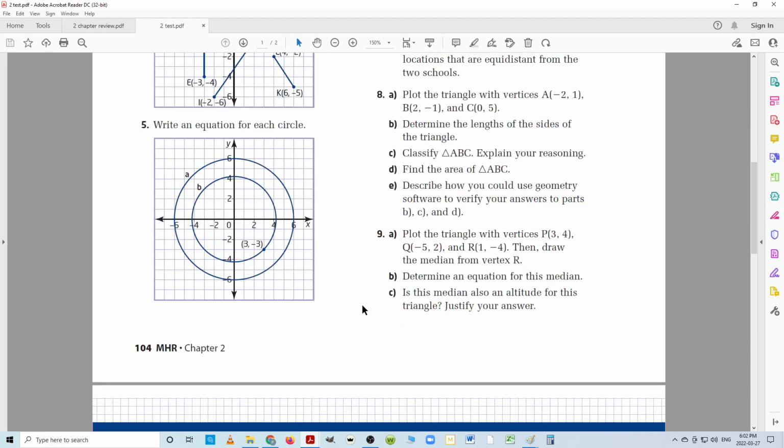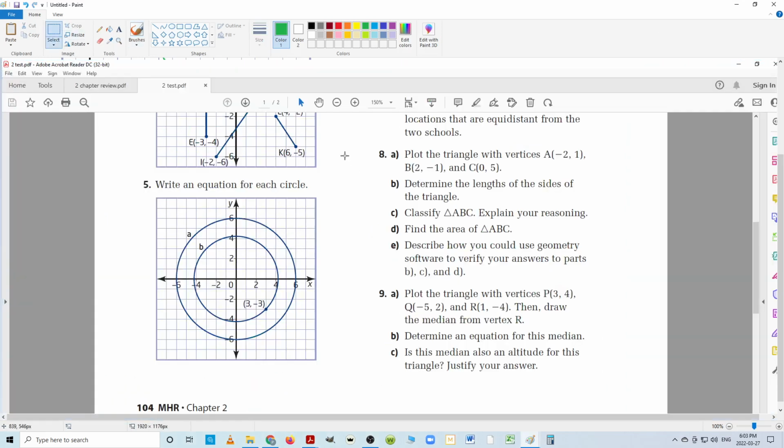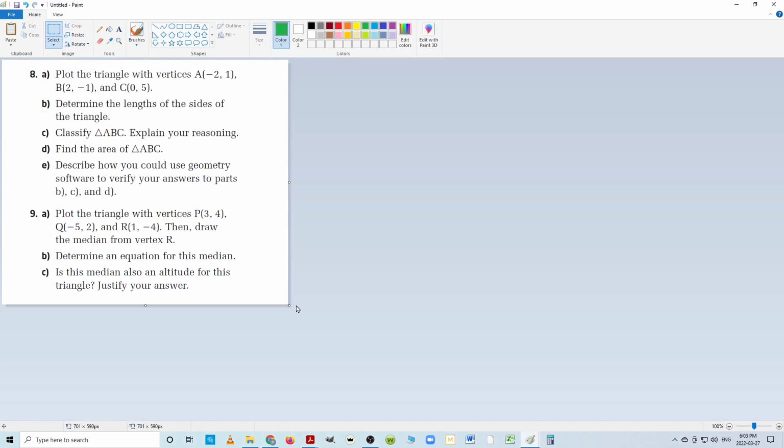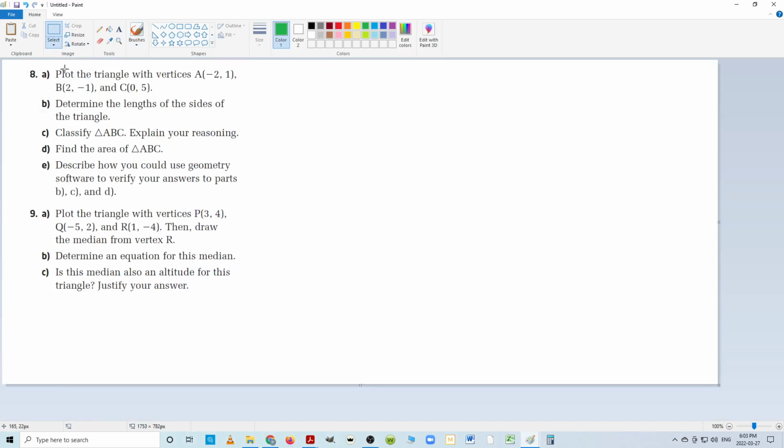Okay. Just remember, we're always going to probably be doing is using those main formulas. So number 8, and I'll keep 9 up as well. Plot the triangle. Like I said, always try to draw it. And always try to put them in order of y. So that's the biggest y.